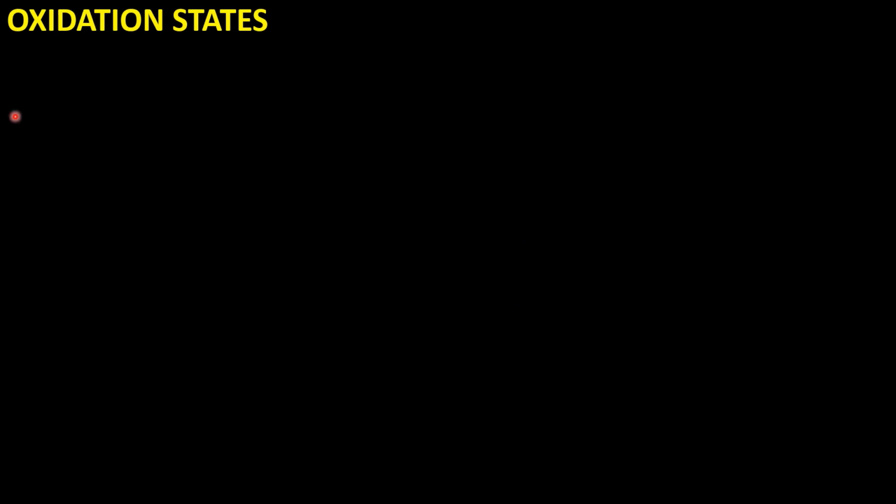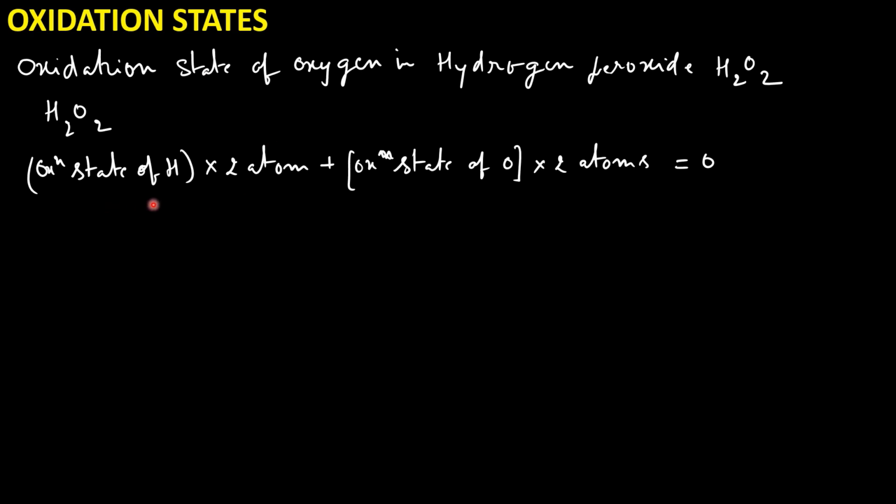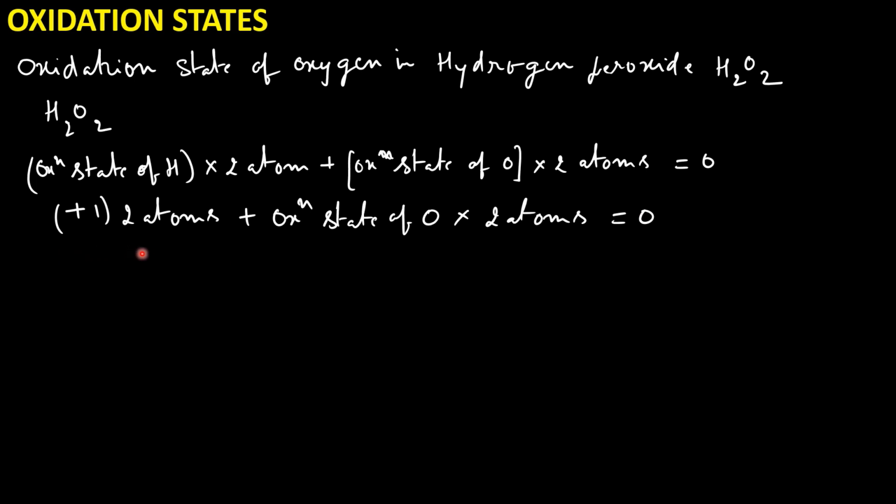Oxidation states. Now let us discuss the oxidation states of 16th group elements. Oxidation state of oxygen in hydrogen peroxide. How do we calculate? The oxidation state of hydrogen into 2 atoms plus the oxidation state of oxygen into 2 atoms equals the total charge on the neutral molecule, which is 0. So, plus 1 into 2 atoms plus oxidation state of oxygen into 2 atoms equals 0. Thus, the oxidation state of oxygen in hydrogen peroxide is minus 1.